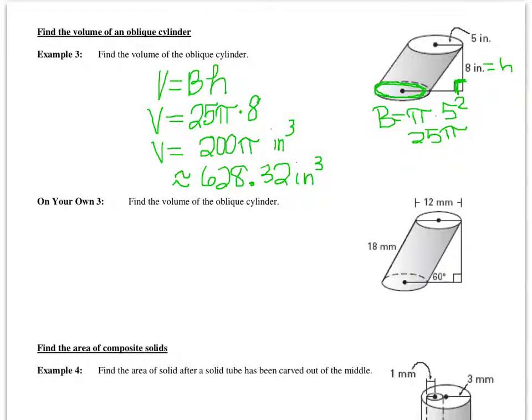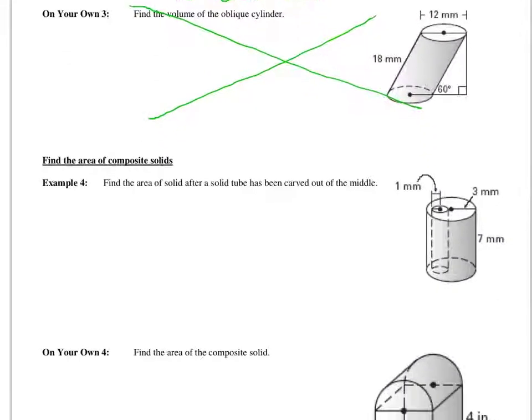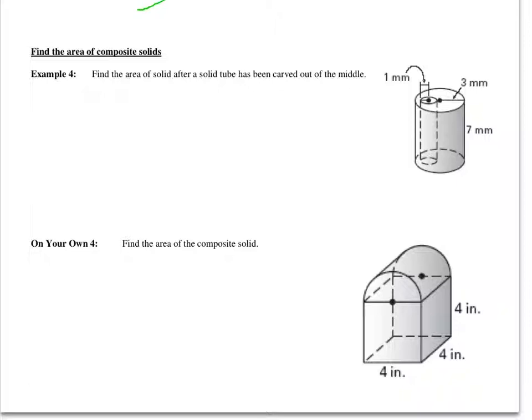We're going to skip this next one because it involves using a little bit of trig, and we're not going to do that today. So let's look at the last part here. It says find the area of composite solids. A composite solid is when you put more than one together.